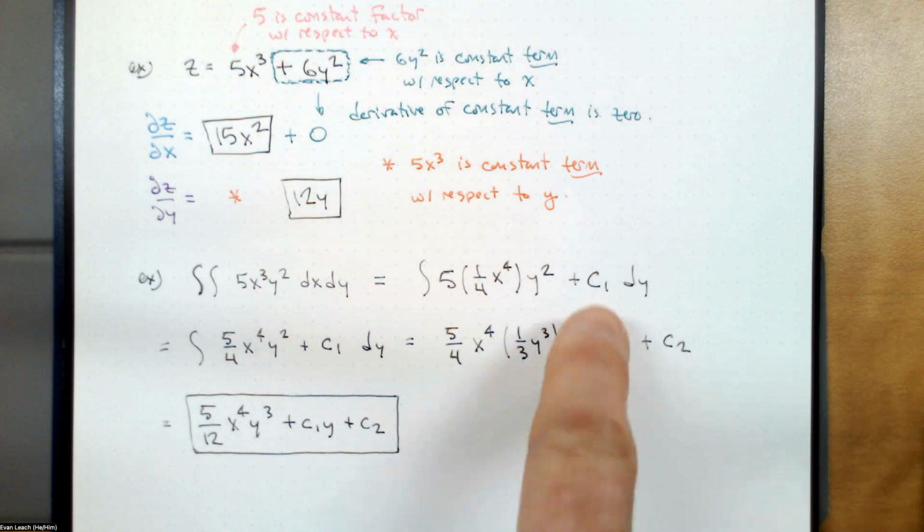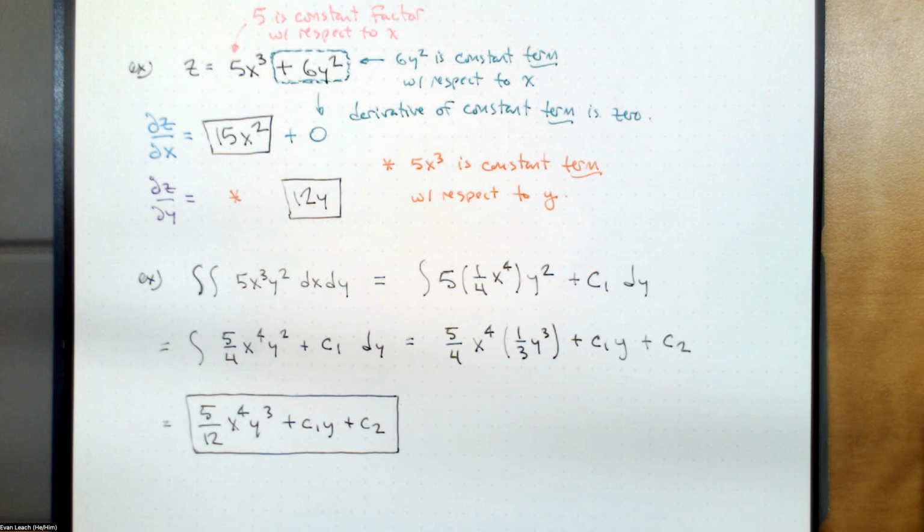Because remember, this first C1 showed up when we were integrating with respect to x. So it's constant with respect to x, which means it might be a function of y. C2 showed up as an integration with respect to y, so it might be a function of x. There's some fishy stuff going on now, but we've got maneuvers.